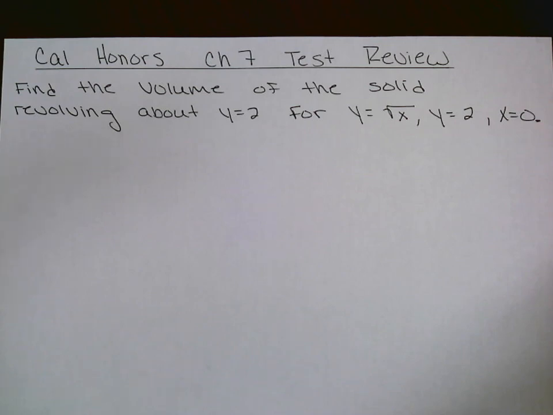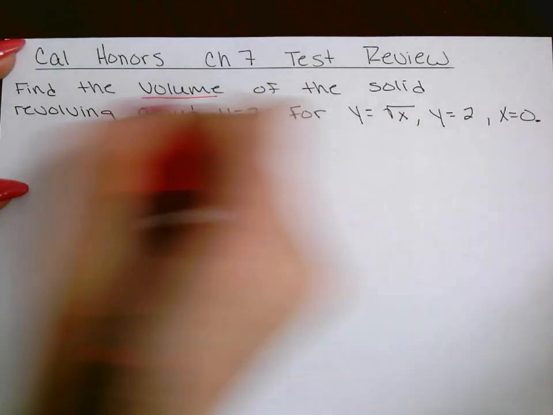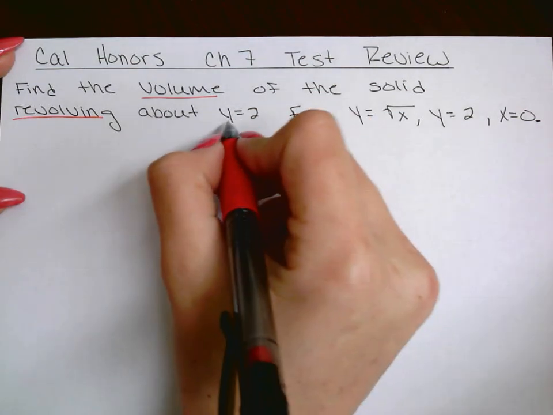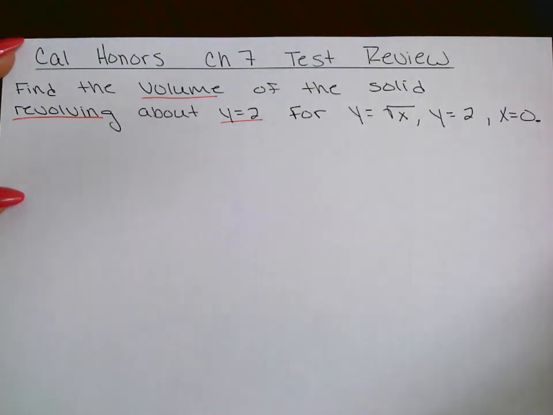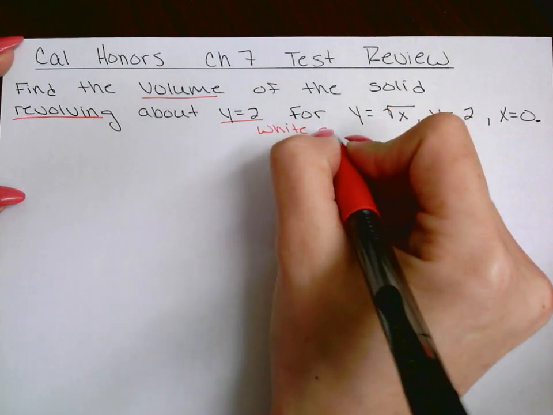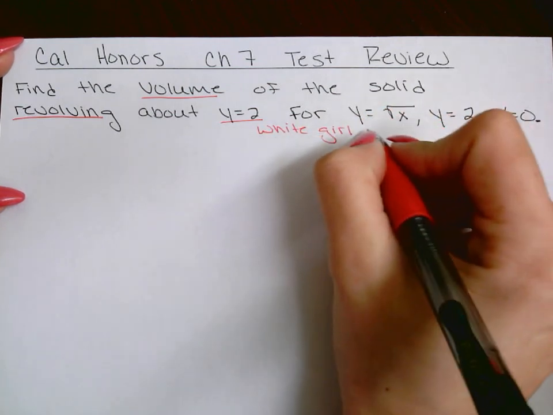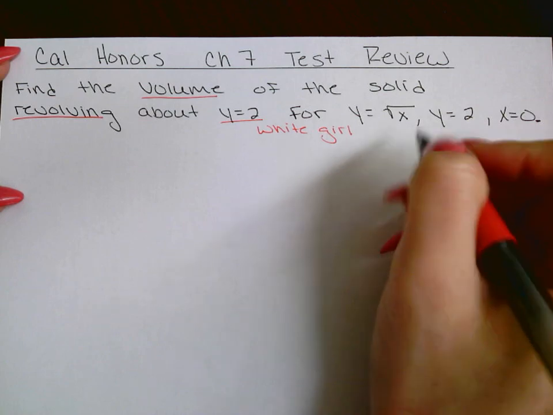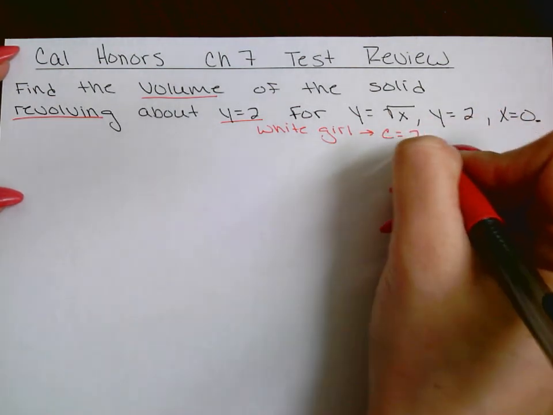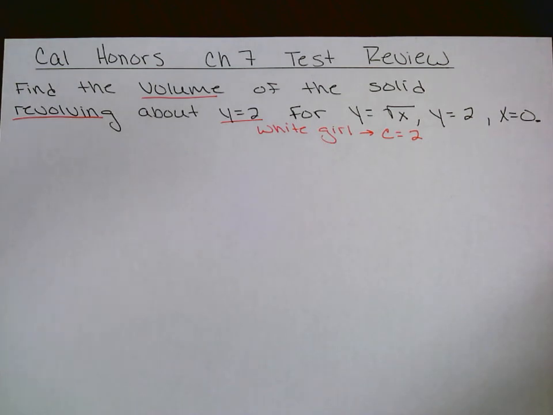This is volume revolving, and it is a washer. So I would underline volume revolving. And because it says around y equals 2, it is a washer. Okay. And what else do I know about y equals 2? Nice. It's my c. It's what I'm revolving around.